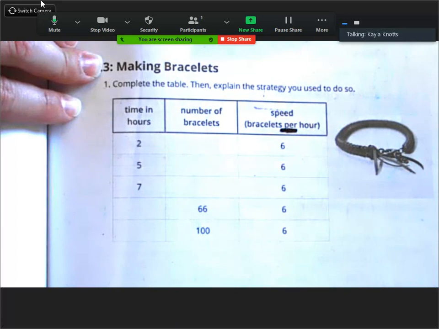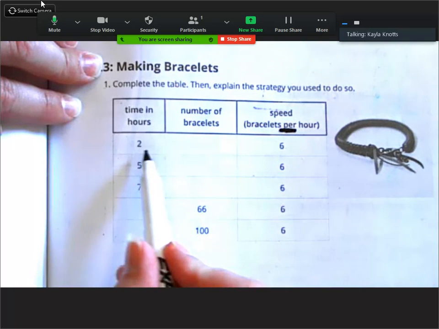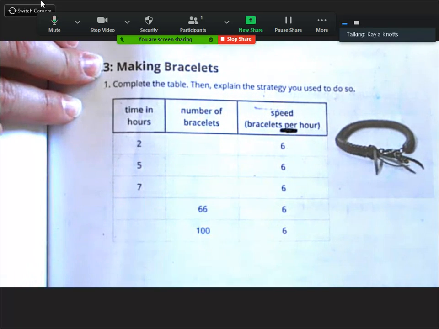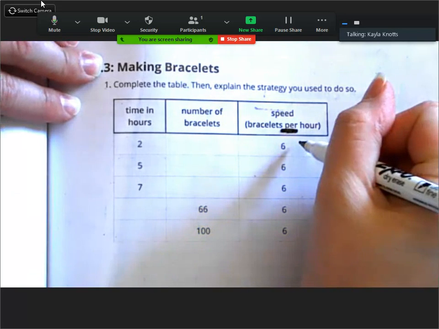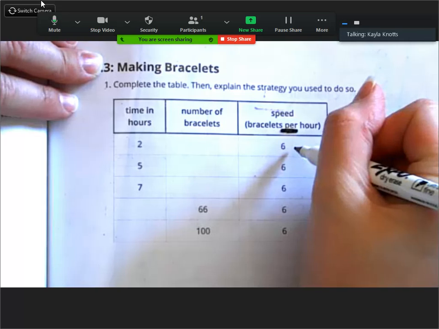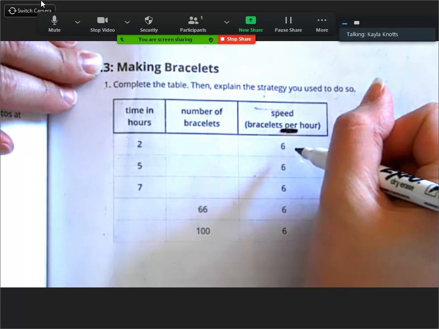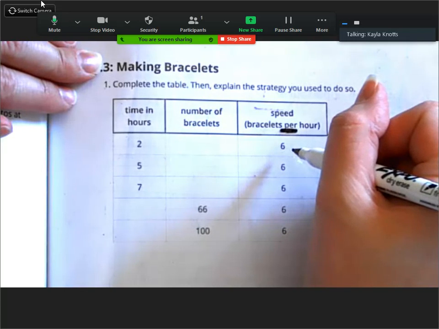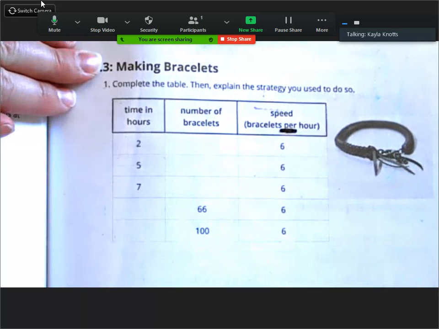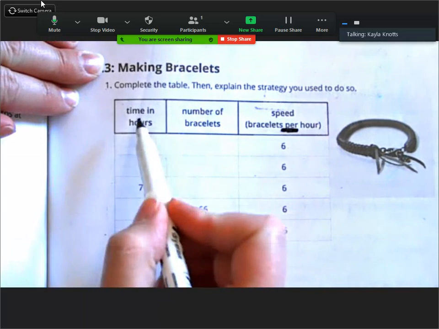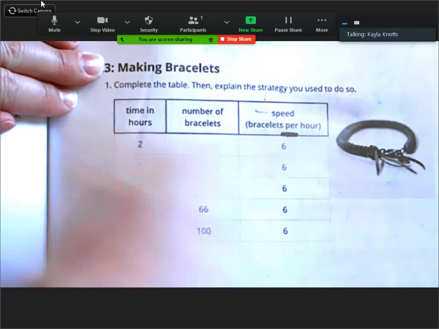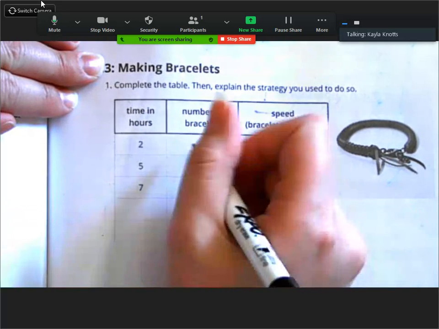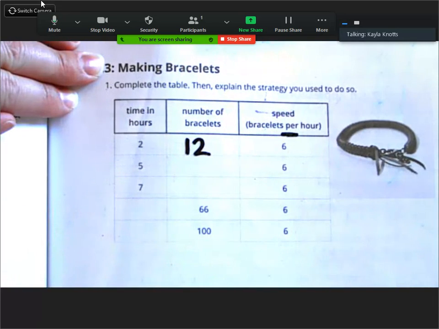Okay, so just like we did before, if I have 2 hours, how many bracelets could I make in those 2 hours? Think about it. If in 1 hour I can make 6, how many could I make in 2? So I could skip count, I could draw another table, I could do a number line, or I can use what we did before and take your time in hours and multiply it by your speed. 2 times 6 is 12. So that means he could make 12 bracelets in 2 hours.